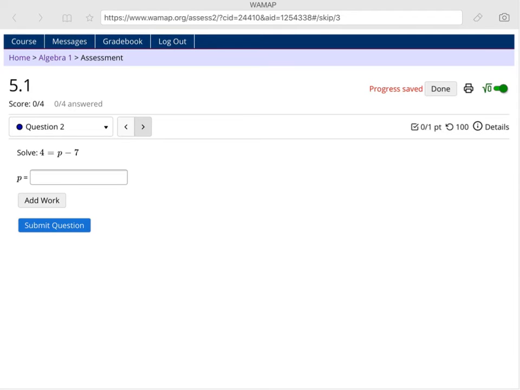Our next one is 2V equals 18. Again, I'm trying to get the variable by itself. What's in the way of that is it's being multiplied by 2. Well, the opposite of multiplying by 2 is dividing by 2. That's how we undo it. And so I want to divide both sides by 2.